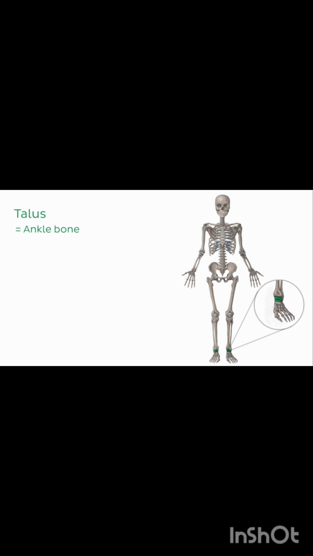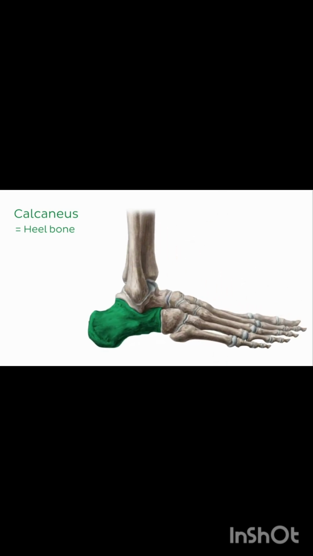The second tarsal we'll talk about is the calcaneus, which is also known as the heel bone. I think you'll agree with me that it's a bit hard to see from this perspective, so let's view it from its lateral aspect and zoom in a bit. So now we can see that the calcaneus sits just below the talus, that it's the largest of the tarsal bones, and that it projects posteriorly to form the heel of your foot.